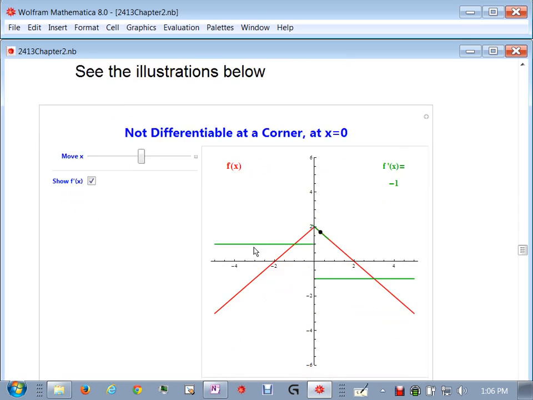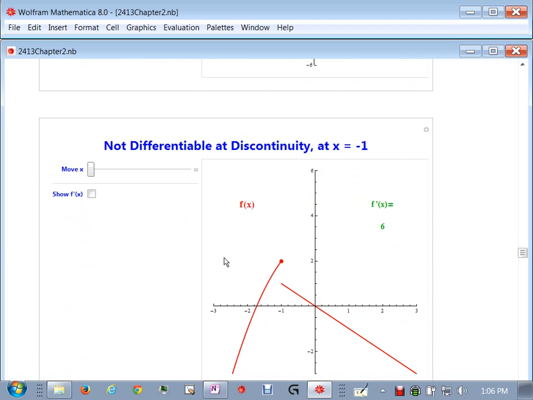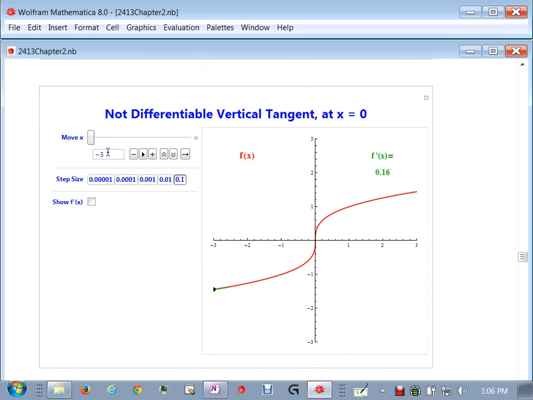All right? The other picture here is a jump, and the same thing. You can see if you look at the derivative of this one, there's a break in the derivative, so it would not be differentiable here at -1. And then the vertical tangent. Why is it not differentiable at a vertical tangent?